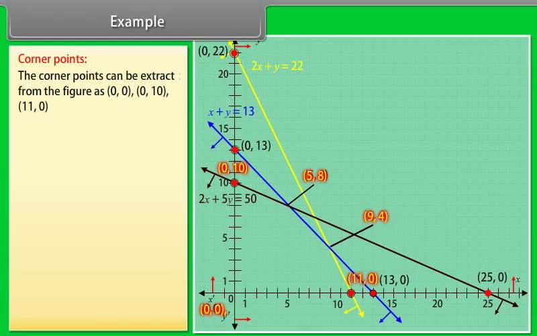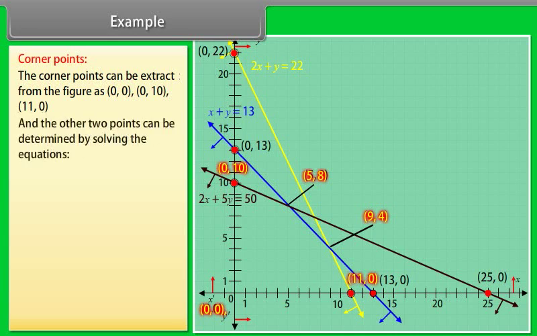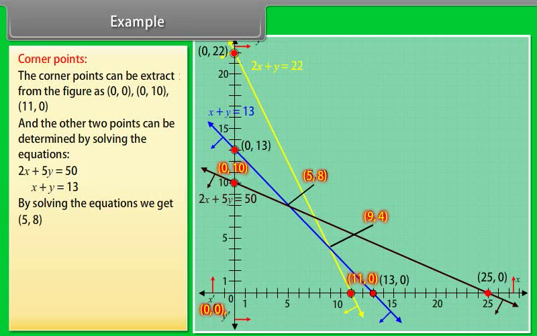The corner points can be extracted from the figure as 0, 0, 0, 10, and 11, 0, and the other 2 points can be determined by solving the equations. 2x plus 5y is equal to 50, x plus y is equal to 13. By solving the equations, we get 5, 8.